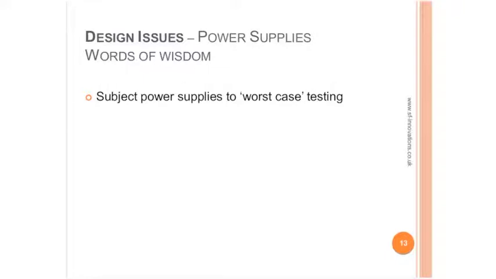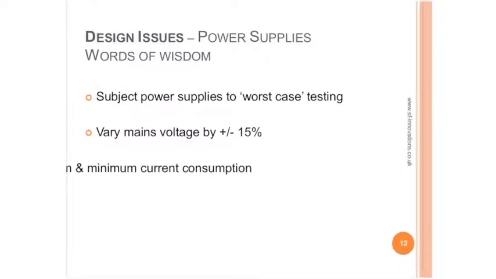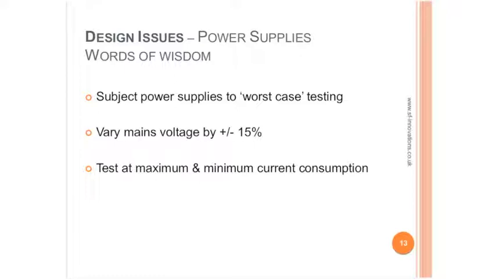So subject power supplies to worst case testing. Some of you may be surprised, but the mains voltage in most areas of the world can change by plus or minus 15%. You'll be surprised at what products do when you run them down at around 195, 200 volts. And test at maximum and minimum current consumption to make sure there's no overheating or excessive noise. So, quick overview on power supplies.